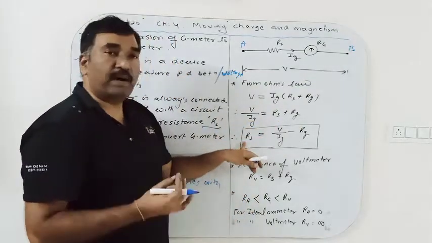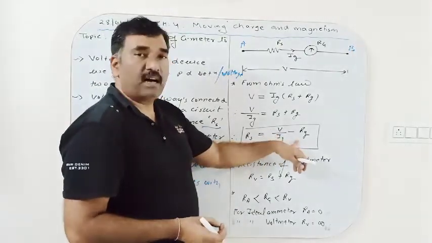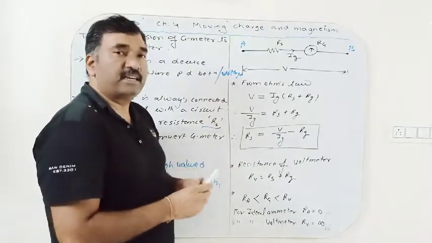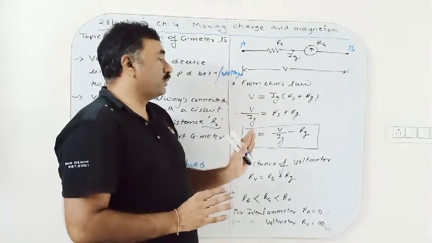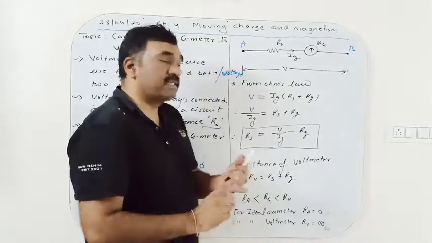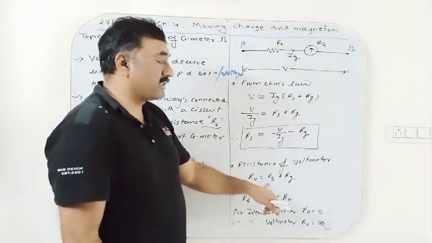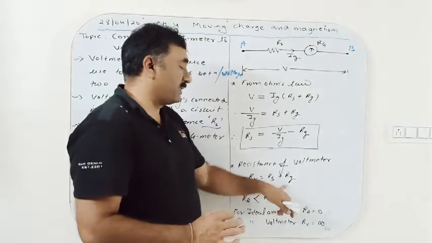So what is the value of high valued resistance? Rs is equal to V divided by Ig minus Rg. So this is the simple formula to obtain high valued resistance connected in series to convert galvanometer into voltmeter. So what is the formula for the resistance of voltmeter? Resistance of voltmeter is high valued resistance plus resistance of galvanometer, Rs plus Rg.